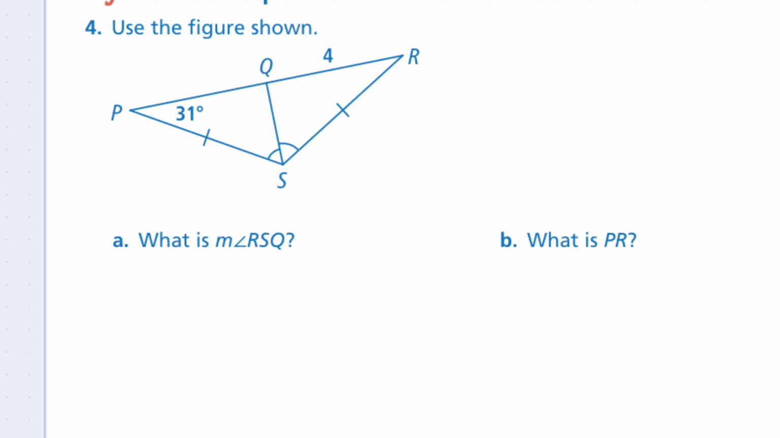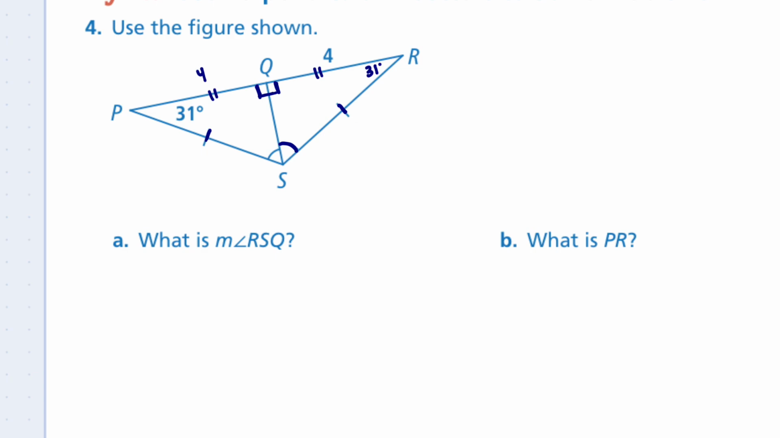What is the measurement of angle RSQ? So we need to find this measurement. I know that the base angles are going to be congruent. I know that that's 4. So this piece is also going to be 4 because this is our perpendicular bisector. It's cutting the triangle, cutting that base angle in half, and it's forming 90-degree angles. This will also be 31 degrees. This would also be 4.